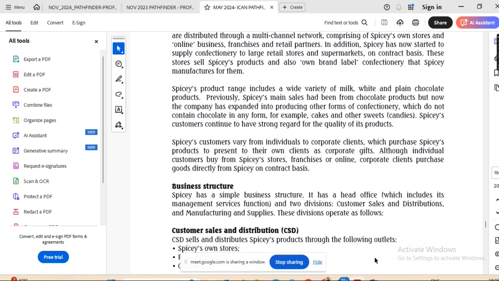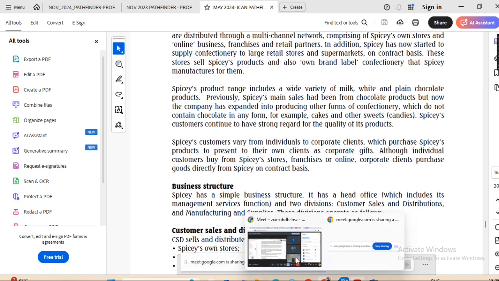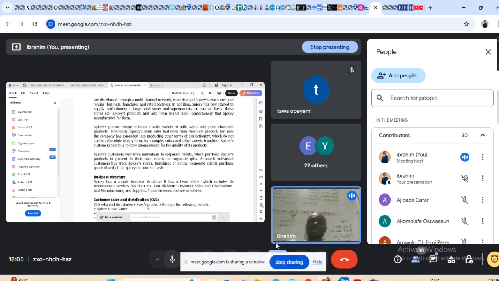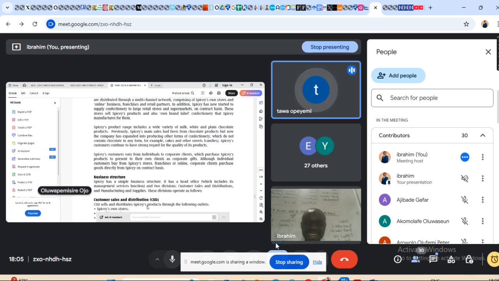Business structure. It seems we are not enjoying this class. This class is too dull. It's not dull though. This is a real analysis, so we have to take our time. We have to listen to it very well. Yes, we are grappling. Thank you.